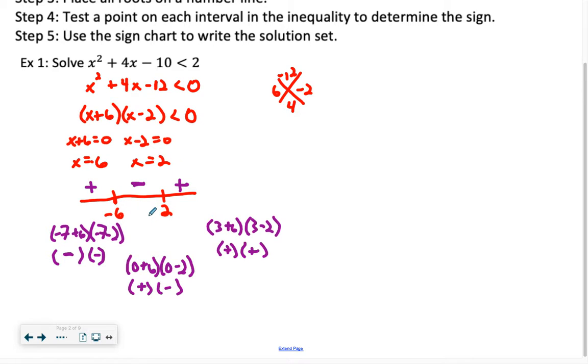Okay? So I'll write that out as -6 to 2. That interval is my answer. I'm not including my endpoints because my original problem does not say "or equal to." Now, graphically, let me explain what we just did.